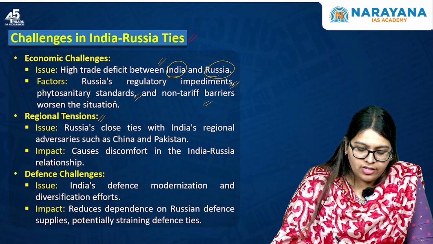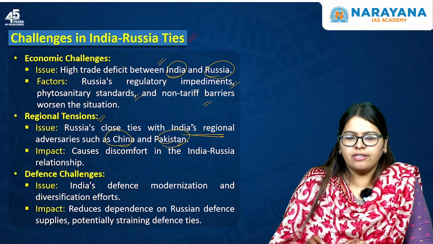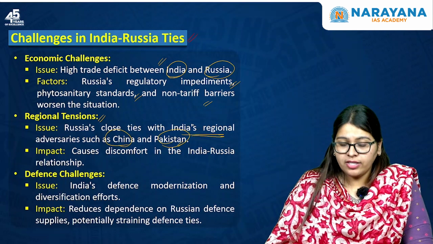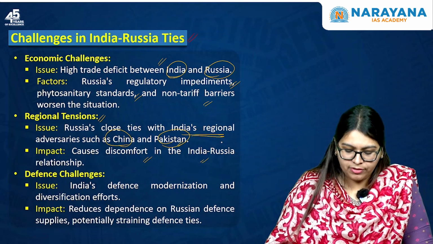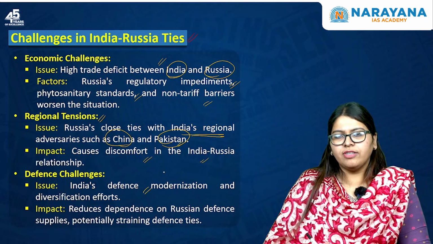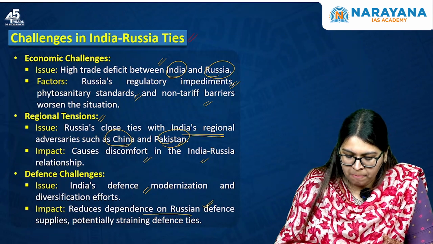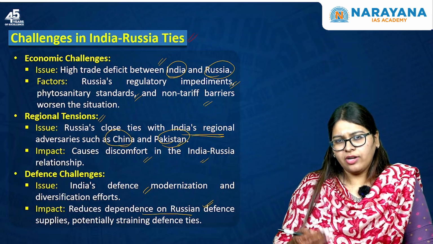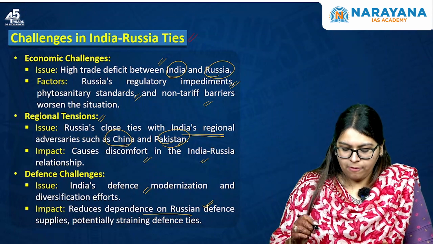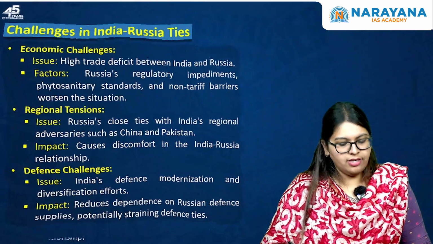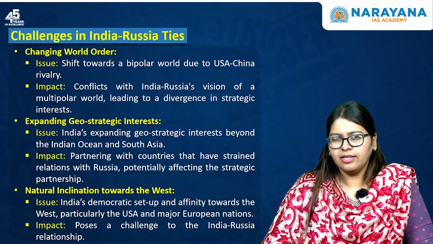The next one, that is regional tension, because Russia has close ties with India's regional adversaries like China as well as Pakistan. This is one of the problems. The impact is that it causes discomfort in the India-Russia relationship. And also in terms of defense, India's defense modernization and diversification efforts is also one of the issues. The impact is this reduces dependence on Russian defense, because when India is trying to indigenize the manufacturing of weapons and other things, it is reducing the dependence on Russian defense supplies, potentially straining the defense ties between both the sides.